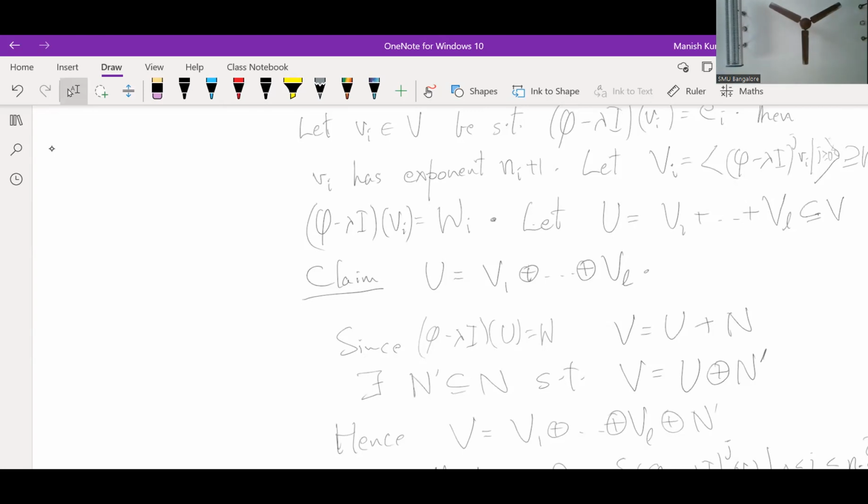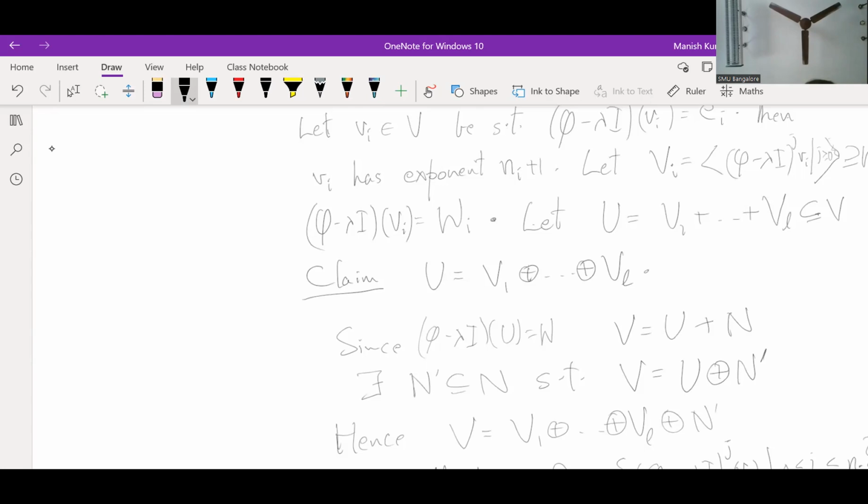And what happens when we apply phi minus lambda I to U? If we apply it to Vi, it goes into Wi. So if I apply it to the whole of U, it will be equal to the direct sum of the Wi's. There I can say direct sum because we know that W is an internal direct sum of the Wi's. So we get that phi minus lambda I of U is the whole of W.